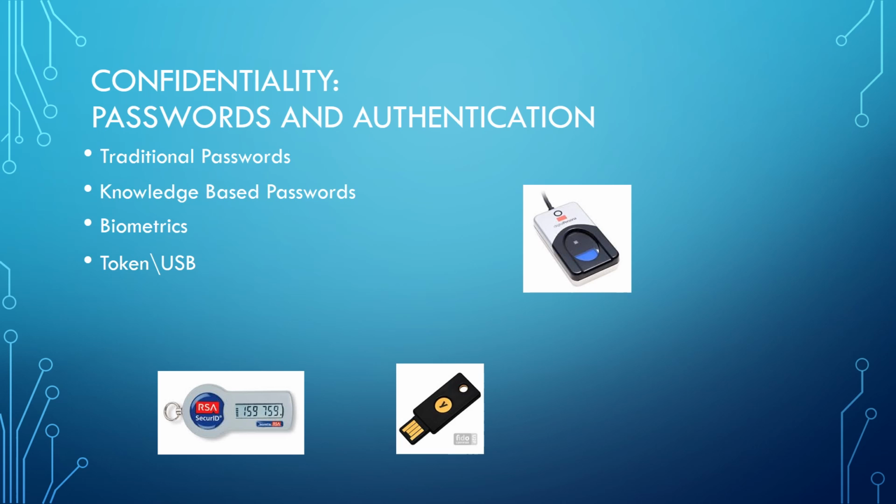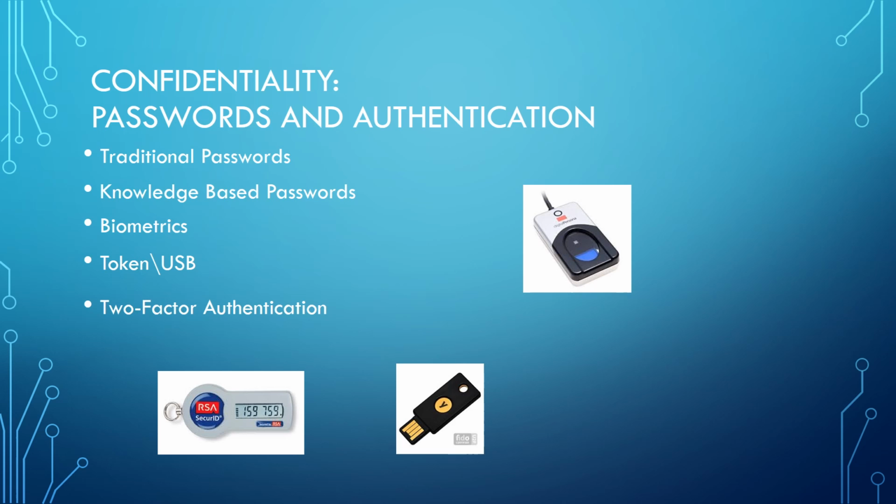On the bottom left, you've got a token which generates a 6-digit number that changes every 30 seconds to 1 minute. During that time, you have to enter what's in the display, and if you don't enter it within that time limit, it changes and you've got to enter it again. The other is a USB version. In this case, this is what's called a YubiKey. The idea with this one is you've got it inserted in the USB drive and it contains the password itself. You can only access your data as long as this key is placed in the USB drive. But in all other ways, it acts just like your traditional password.